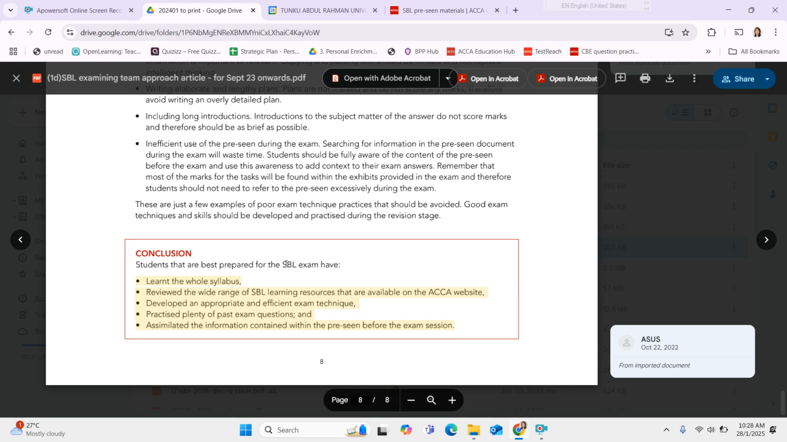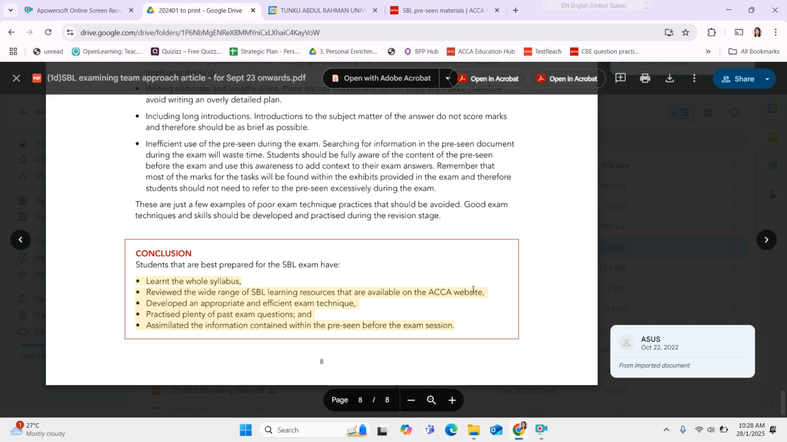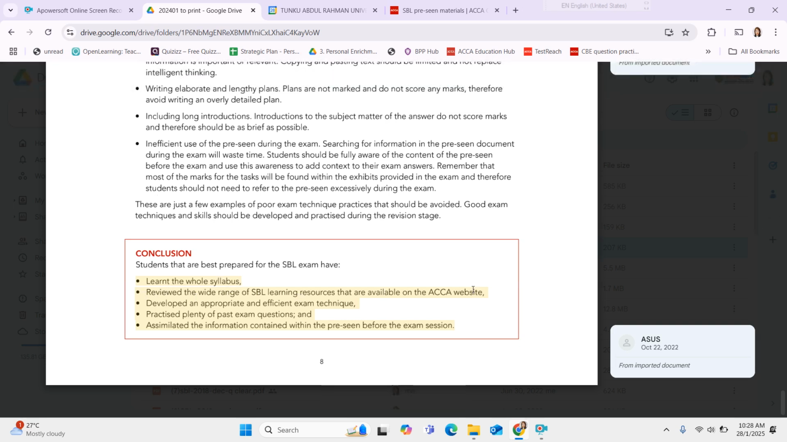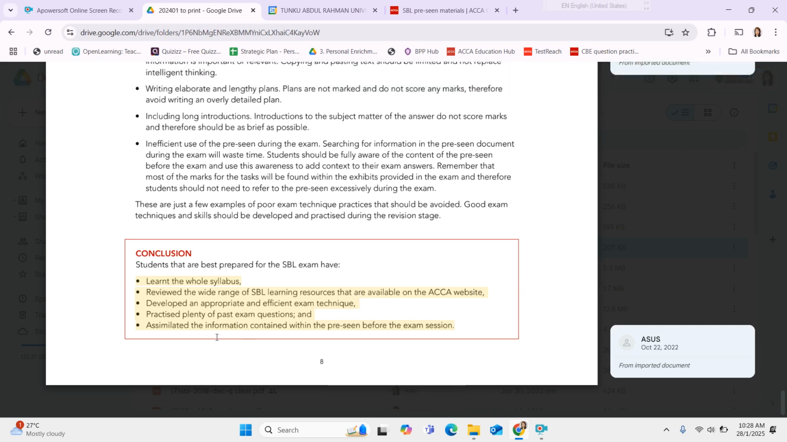So to conclude this video, learn the whole syllabus, and review the wide range of SBL learning resources that are available on the ACCA website. So please visit ACCA Global very, very frequently. Develop appropriate and efficient exam techniques, right? Get your own feeling, get your own momentum. Know how you want to approach SBL. It is very individual. We can advise you what to do, and you see whether it is useful to you. If not, you can adjust slightly here and there to make it your own approach.